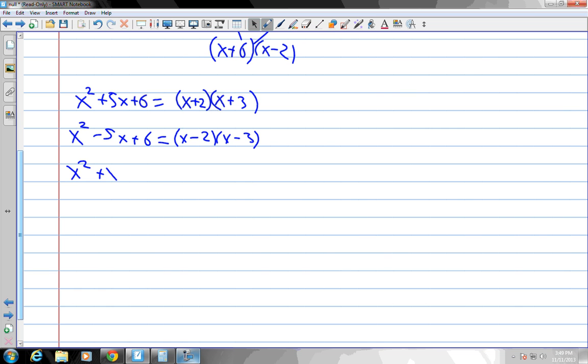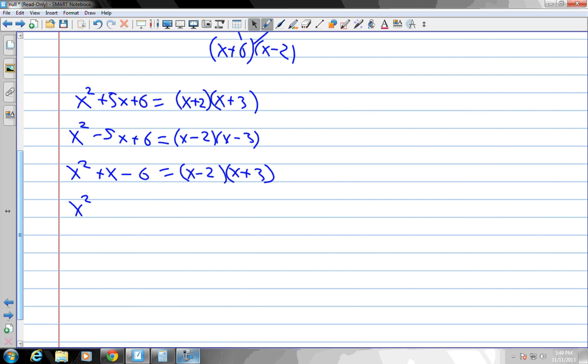How about x squared plus x minus 6? I'm picking on 6. Two numbers that multiply to negative 6 and add to positive 1. So product is negative. Negative 2 and 3. If you add negative 2 and 3, you get positive 1. If you multiply them, you get negative 6.